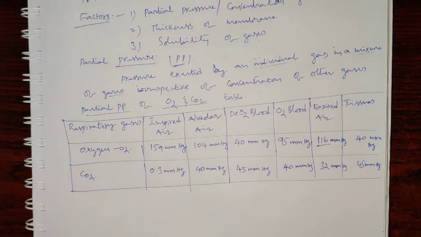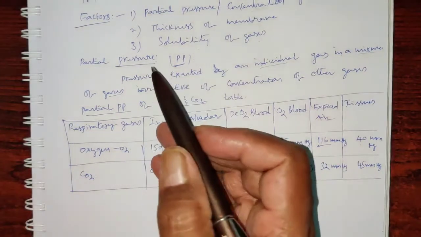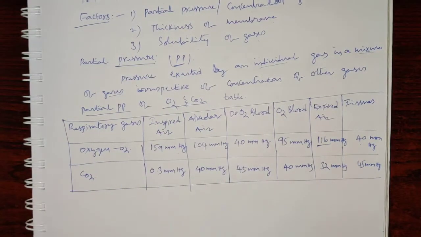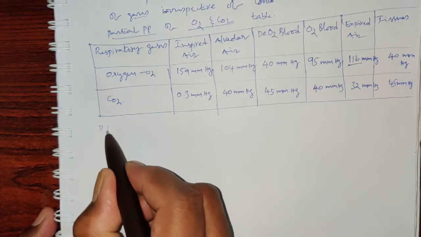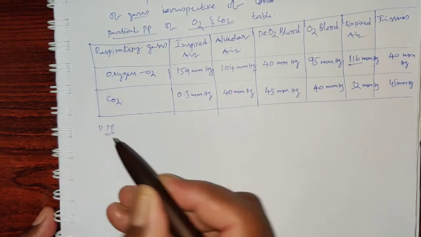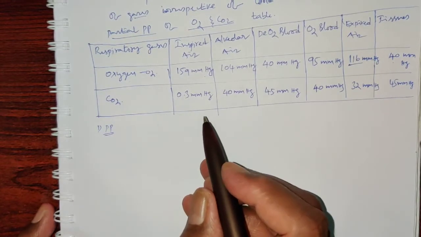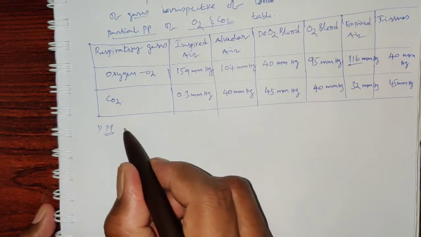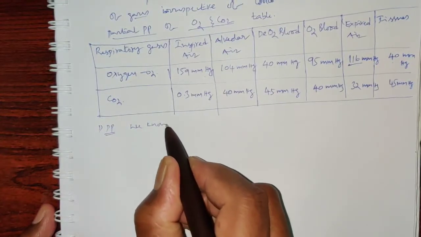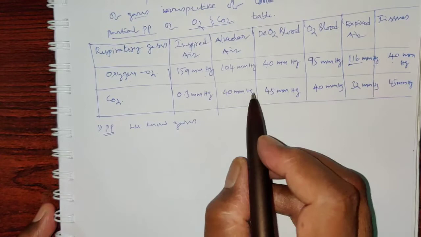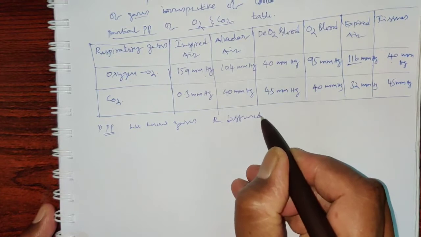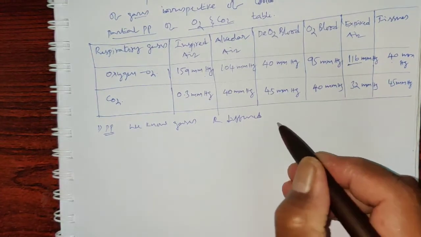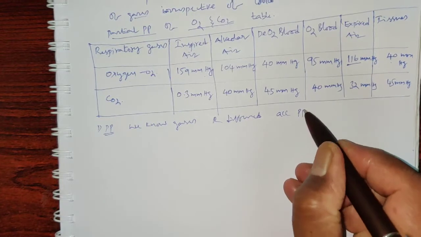Now, exchange of gases: as we said, there are three factors. Let's see the factors. The first one is partial pressure. We know the gases diffuse according to partial pressure.